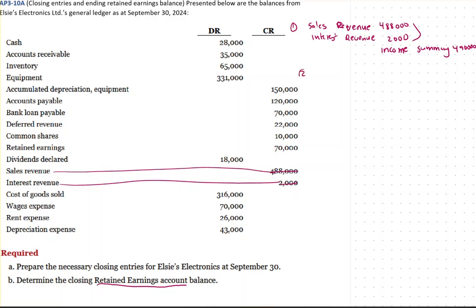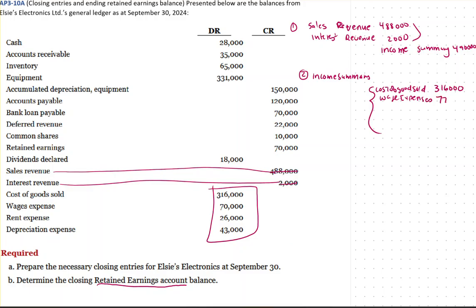My second entry is to close all the expense accounts, and these are the list of all the expenses. You have to list them, and what we do is we debit the income summary, and the total will be whatever the expenses total will be. First one is your cost of goods sold, and the balance in my cost of goods sold is 316,000. Then what we have is your wages expense. My wages expense is $70,000.